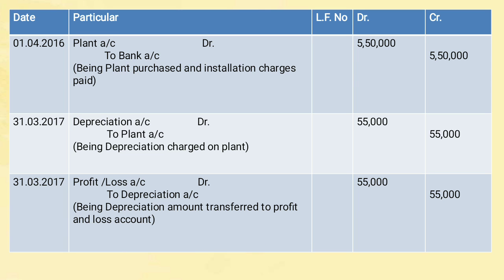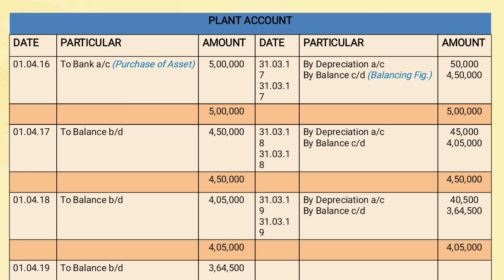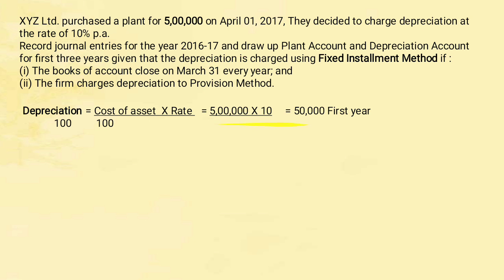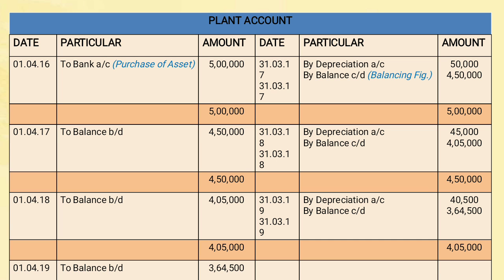So let's prepare our machine account. First we have the purchase on the 1st April 2016. Then we charge depreciation. It will be 50,000 in the first year, that we have seen. So the closing balance will be 4,50,000, and that balancing figure we note down here. Later in the second year we charge depreciation 45,000, and the balancing figure will be 4,05,000. In the third year our balancing figure is 4,05,000, and we charge depreciation 40,500, and we calculate our balancing figure. It will be 3,64,500. So 3,64,500 is our closing balance at the beginning of the fourth year.